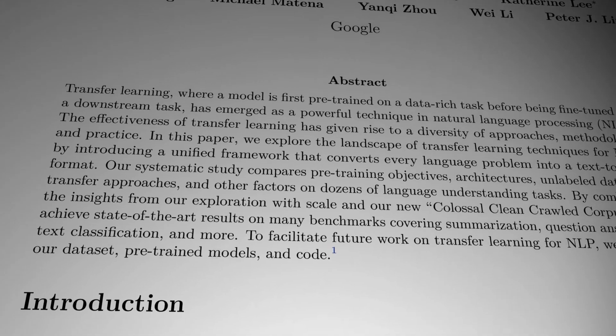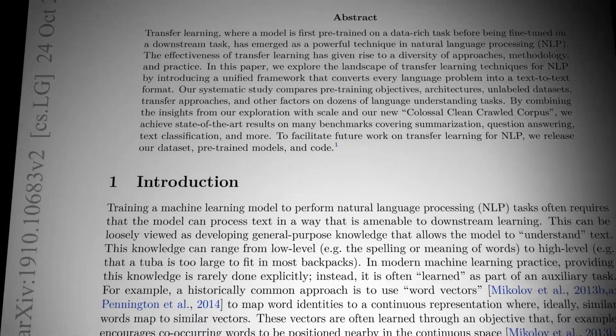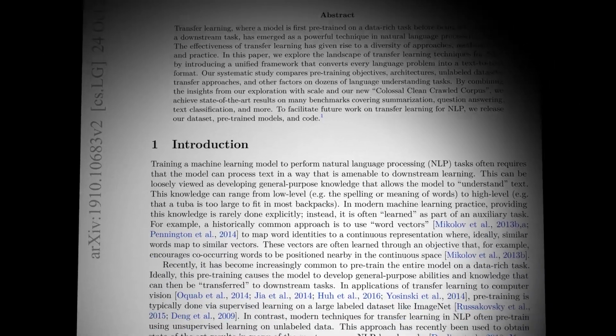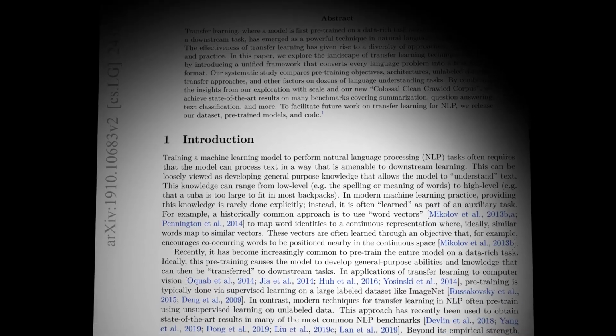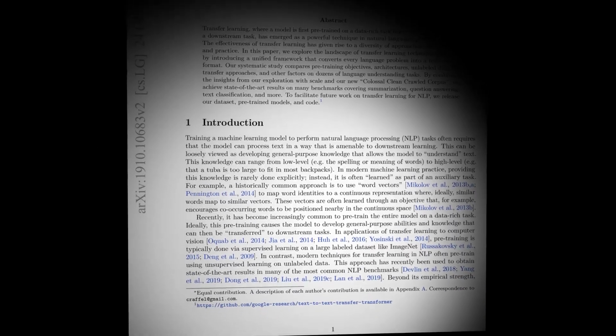This paper is basically a huge ablation study. It's just saying what happens if we change all of these different variables and how do those things affect the performance of these language models across a suite of tasks.